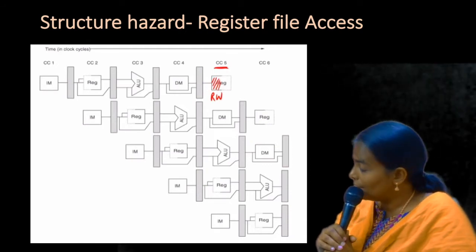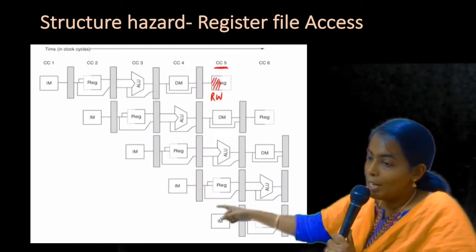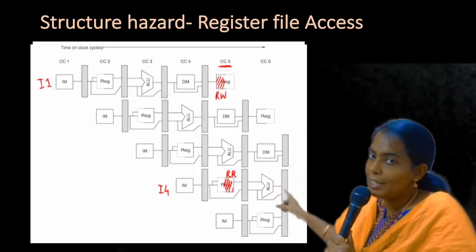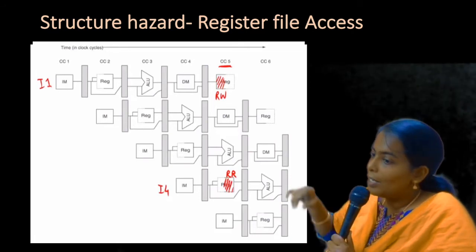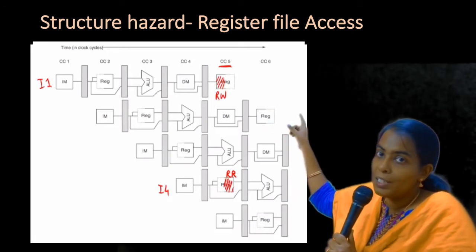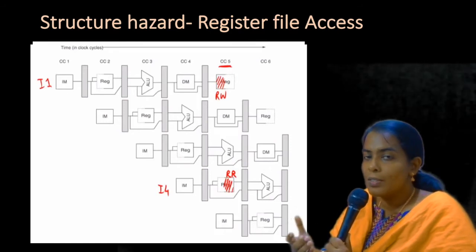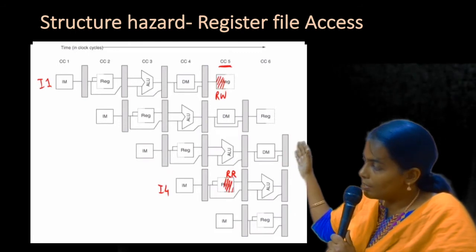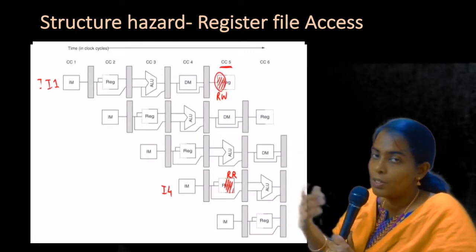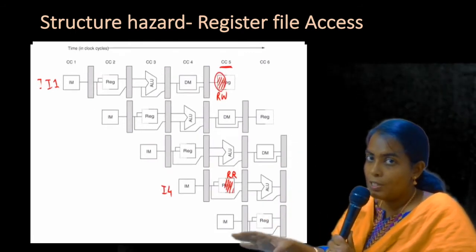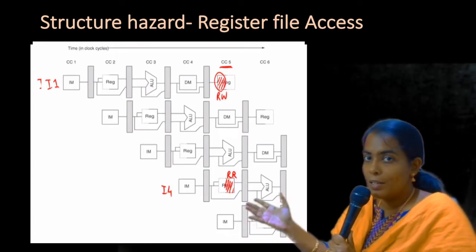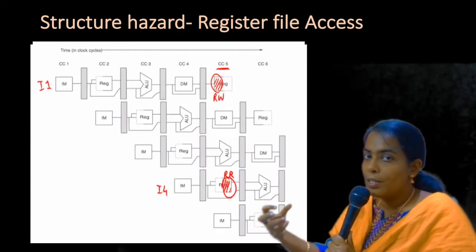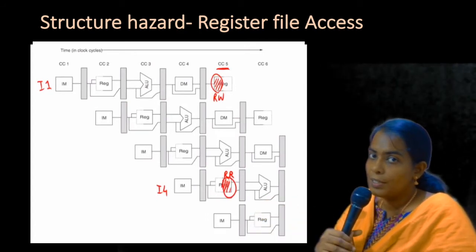Now we see that the next instruction I4, at the 5th clock cycle, is performing a read operation from the register. At the 5th clock cycle, I1 is performing a write operation. So how is this resolved? Only because the register is partitioned, as the register has two different partitions. One is used to perform the read operation and the other one is used to perform a write operation. This is how the conflict for the register resource is resolved in the structural hazard.